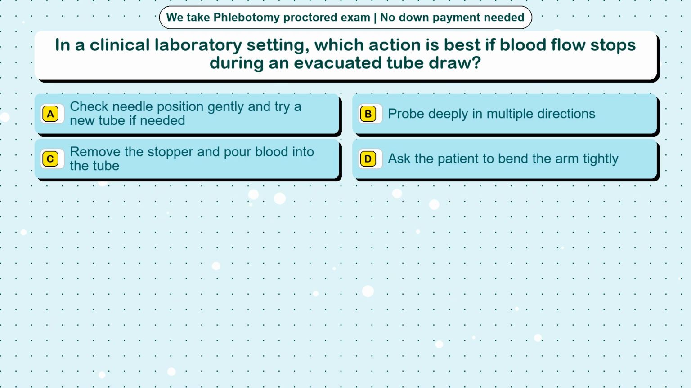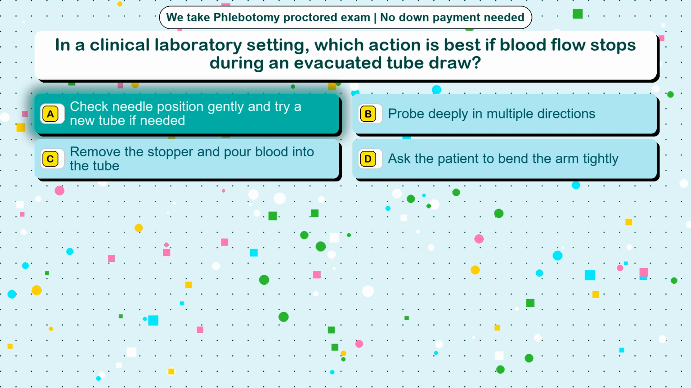Question 64. In a clinical laboratory setting, which action is best if blood flow stops during an evacuated tube draw? Option A, check needle position gently and try a new tube if needed. Option B, probe deeply in multiple directions. Option C, remove the stopper and pour blood into the tube. Option D, ask the patient to bend the arm tightly. The correct answer is option A. Check needle position gently and try a new tube if needed.